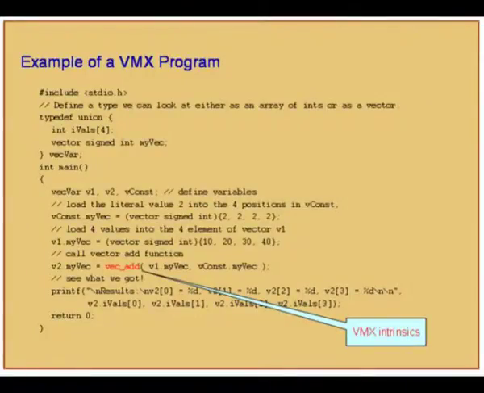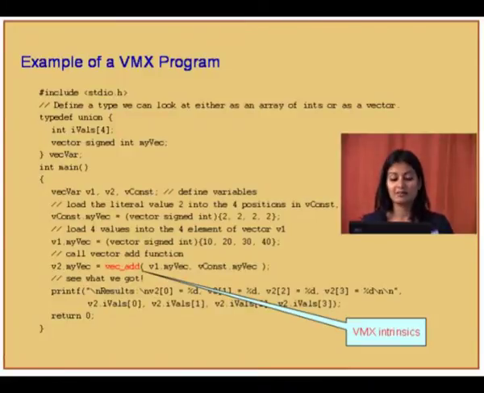And this is how a VMX program would look. The top part of this program just defines a union consisting of an integer array of 4 elements and a vector signed int, and then typedefs it to vec_var. The main program is initializing a vector. This is how you would initialize a vector. vconst is of the structure type vec_var, and vconst at myvec would be initialized to 4 floating point values, 2 2 2 2.